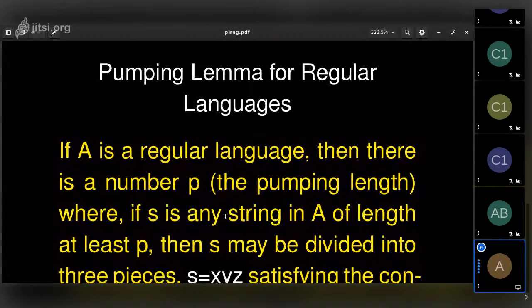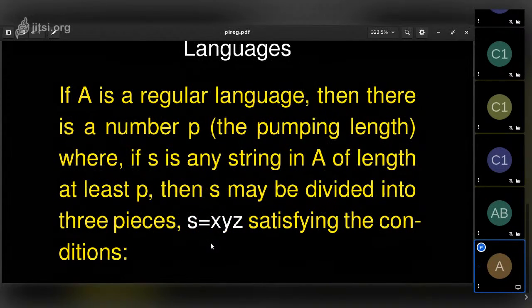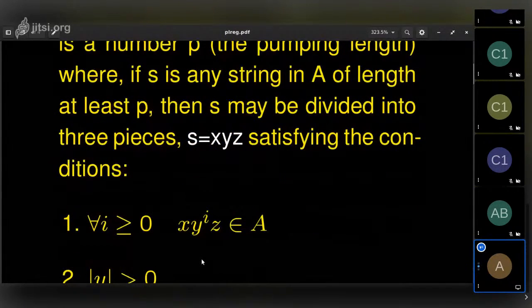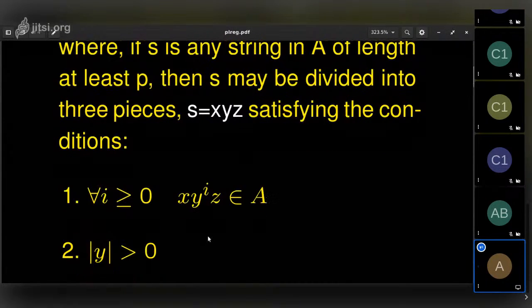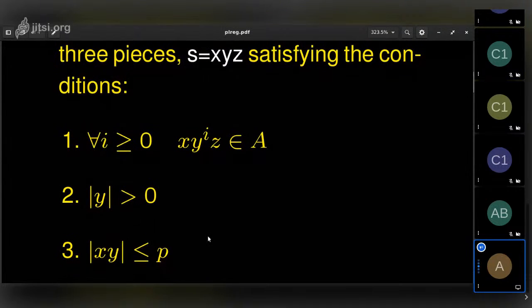If A is a regular language, then there is a number P, the pumping length, where if S is any string in A of length at least P, then S may be divided into three pieces, S equals XYZ, satisfying the following conditions. 1. For all i greater than or equal to 0, X Y raised to i Z belongs to A. 2. Size of Y is greater than 0, and 3. size of XY is less than or equal to P.